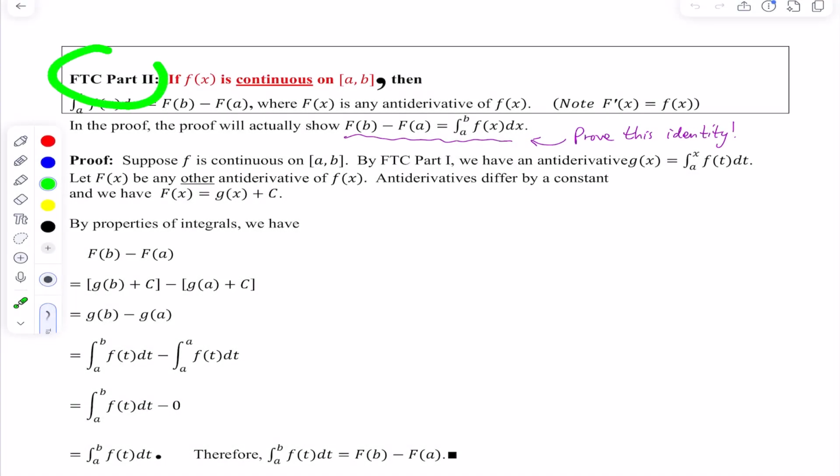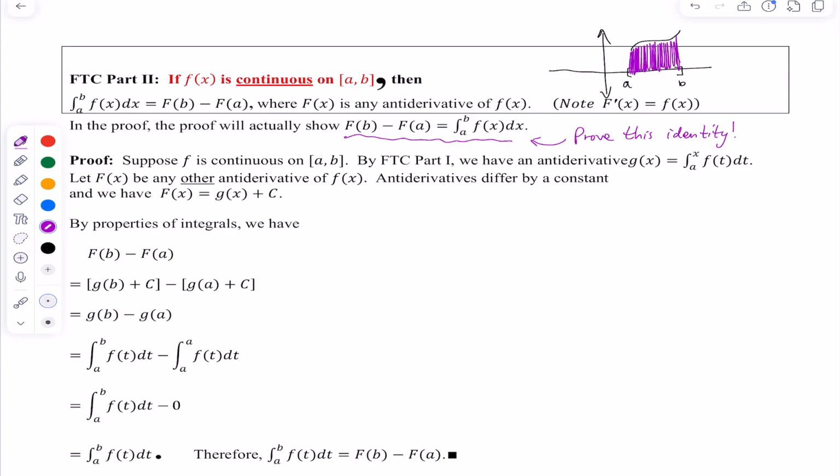There is a second part to the fundamental theorem of calculus, and the second part poses this question. Is there a way to find the exact accumulation over a closed interval a, b? In other words, if you had a function on a closed interval a, b, is there a way to find this exact accumulation? And the answer is yes.